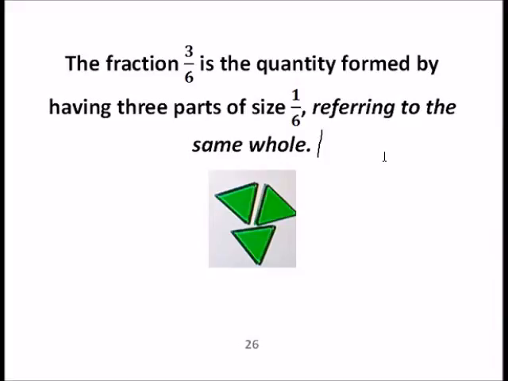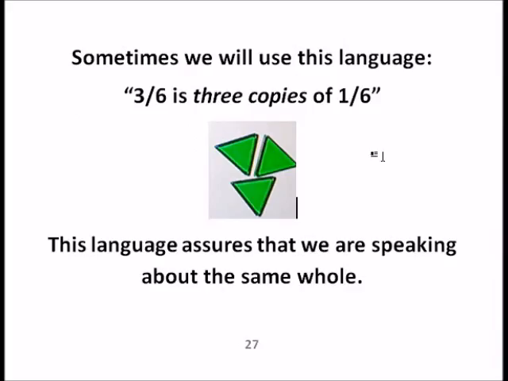Those last few words are crucial because you could have a sixth of the Empire State Building, a sixth of a small house, a sixth of an ant, for example, and that would not be 3/6. It has to be referring to the same whole. So to clarify that, it is very helpful to use the language of copies. 3/6 are 3 copies of 1/6. When you make a copy of something, it's obviously the same size.